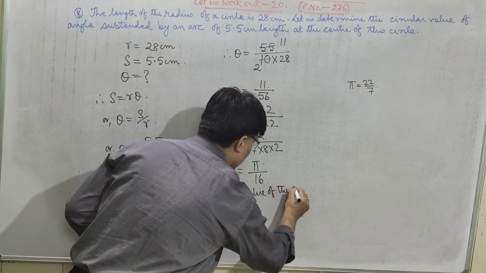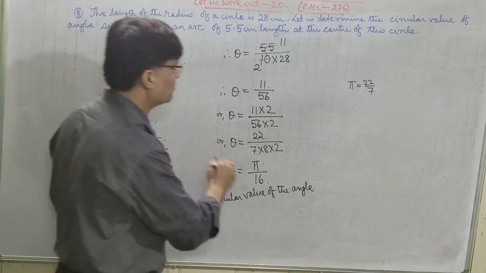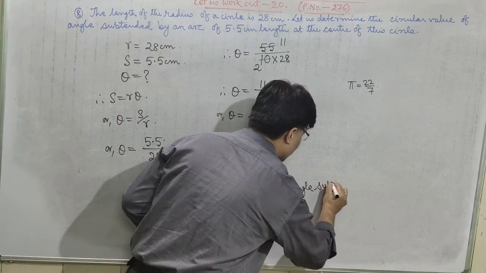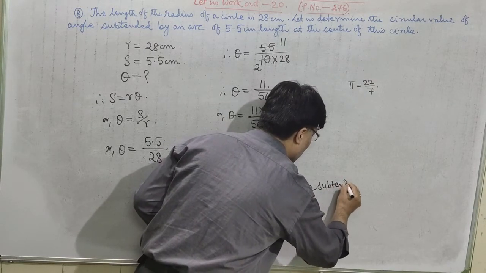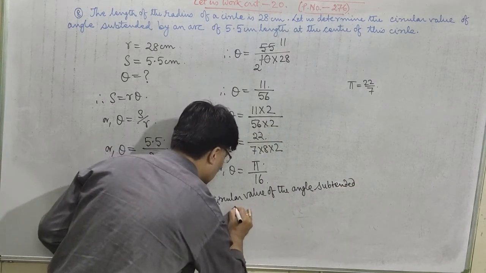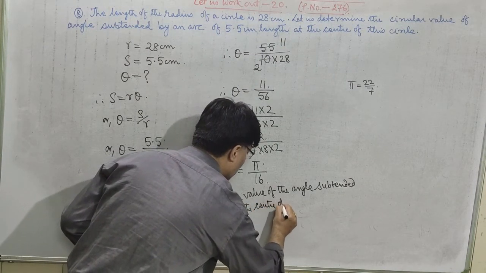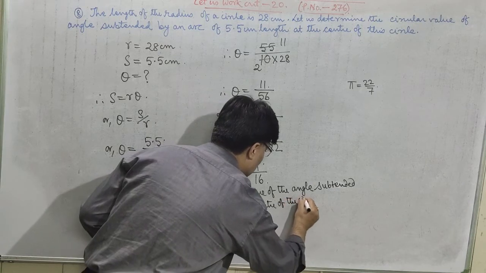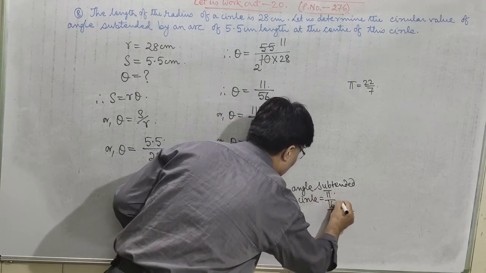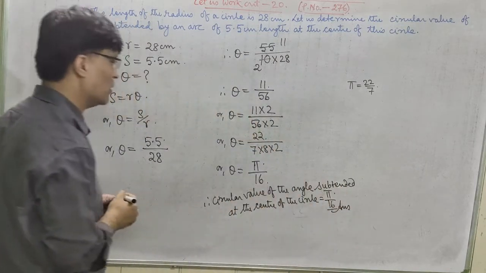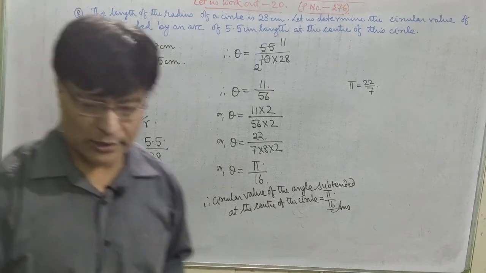Therefore, the circular value of the angle subtended at the center of the circle is equal to, what is the answer? It is pi by 16. That is in terms of circular value. Is that clear? So you can copy it. Now we'll do the next question.